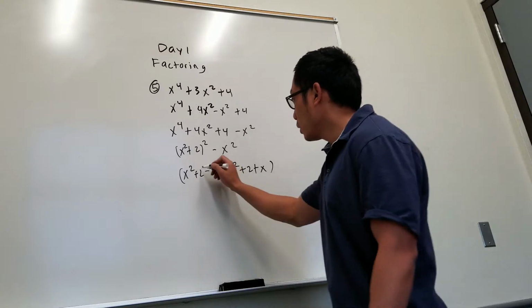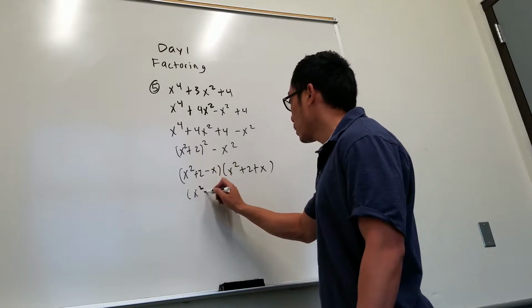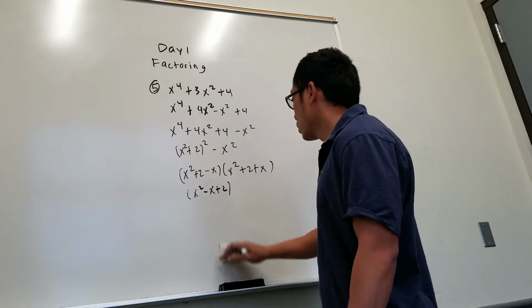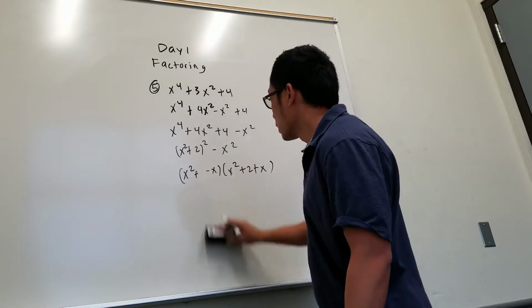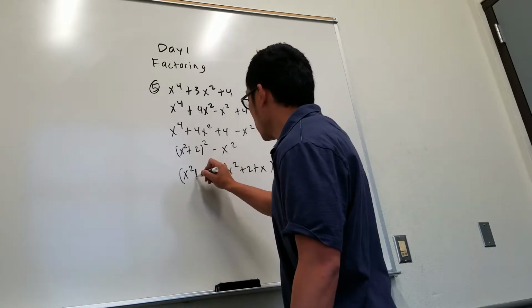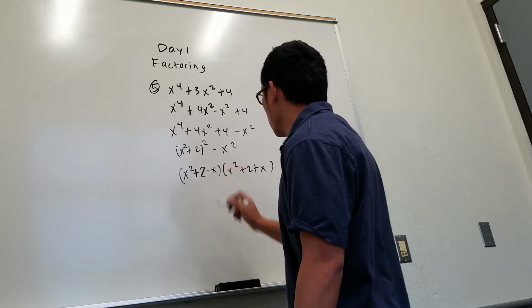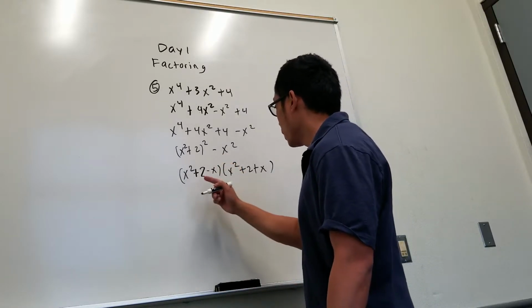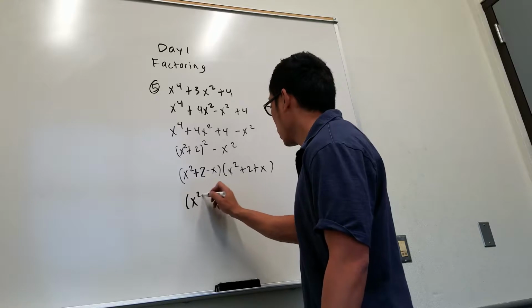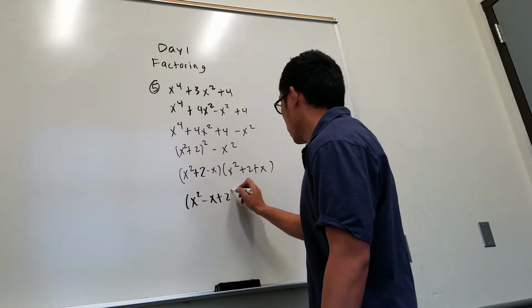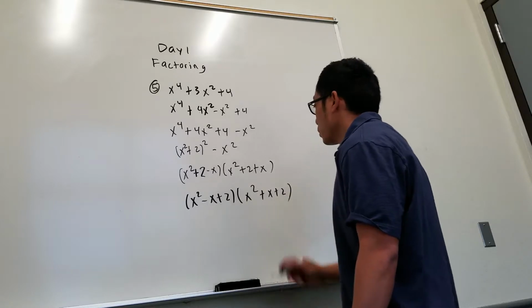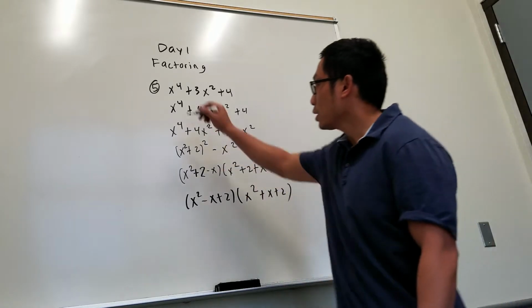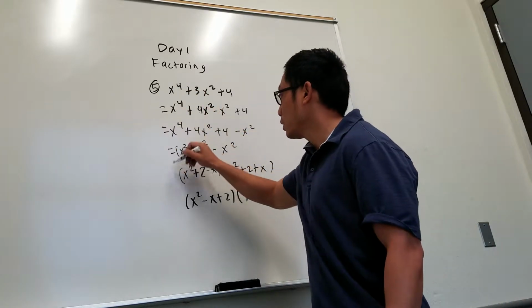And I can even arrange this if I want to. You have x squared minus x plus 2. Oh, my writing is so bad. Plus 2, minus x, so I can rearrange this. This is going to be x squared minus x plus 2, and you have x squared plus x plus 2. And that's it. I keep forgetting the equal sign, but yeah, it is equal.